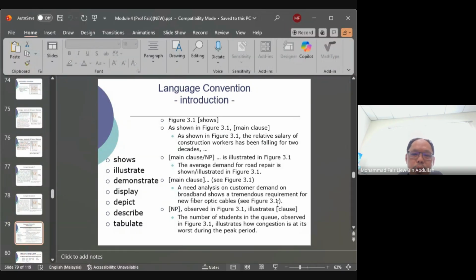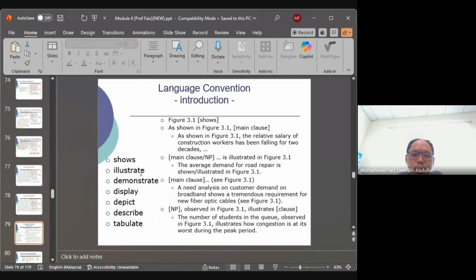Some books or other theses like, for example, "A needs analysis on customer demand on broadband shows a tremendous requirement for new fiber optic cables", with brackets, see Figure 3.1 or refer to Figure 3.1. Another way is "observed in Figure 3.1" or "illustrate". Like, "The number of students in the queue observed in Figure 2.1 illustrates how congestion is at its worst during the peak period." So these are the keywords.